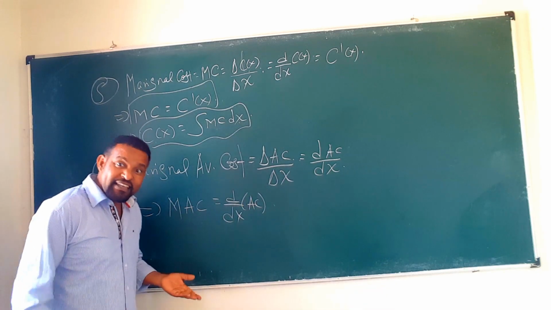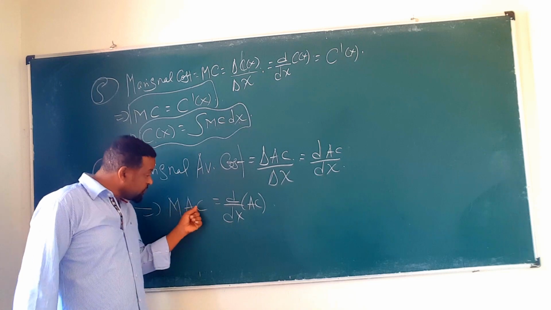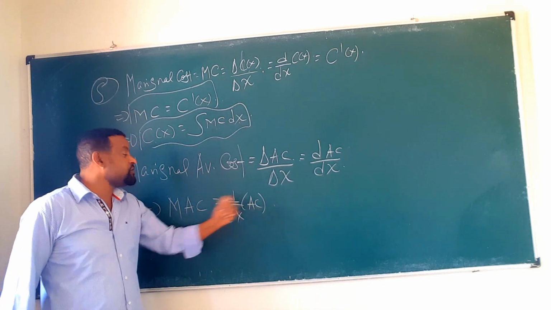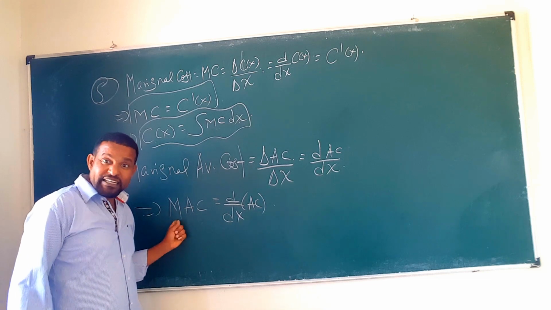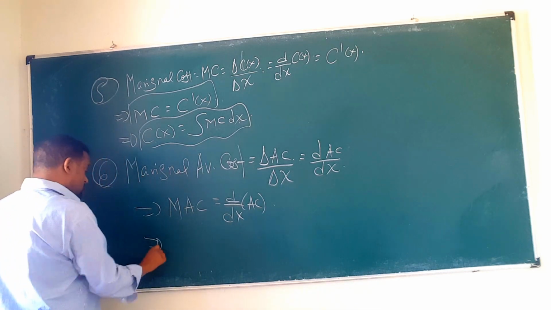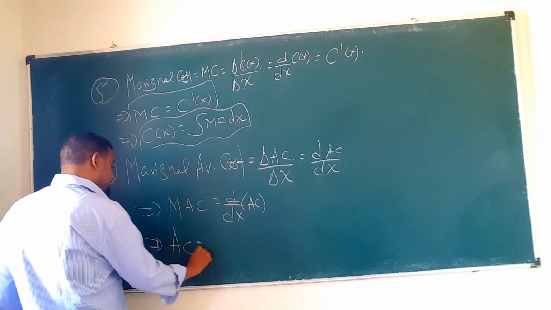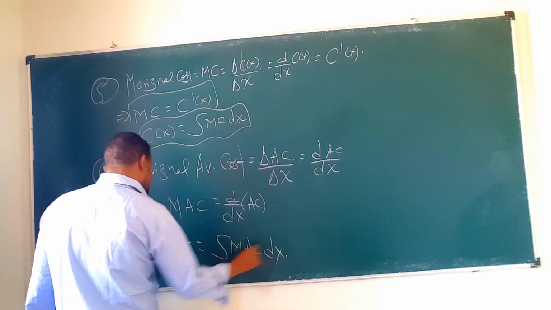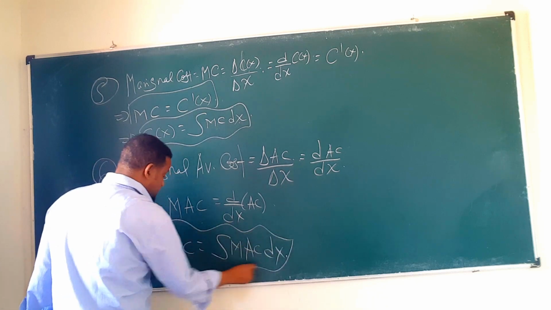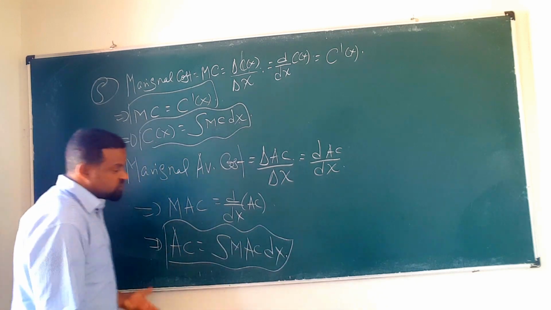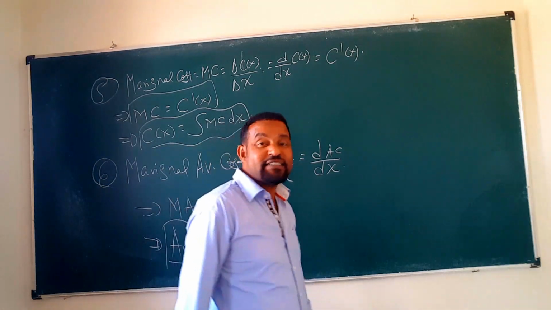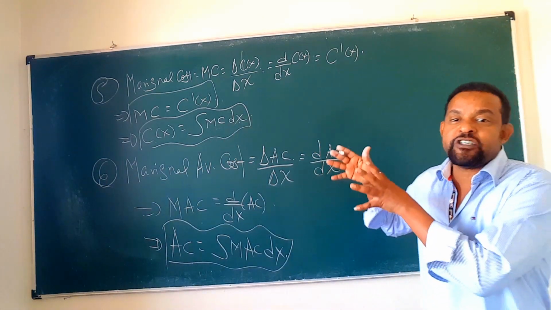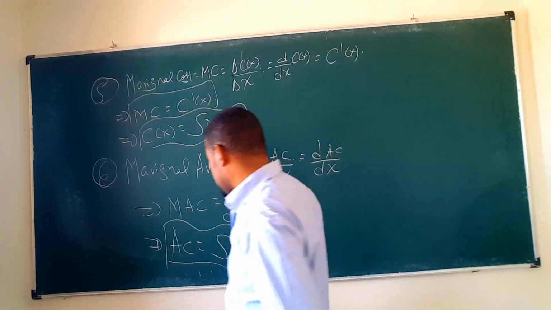In case the marginal average cost is given and the average cost is asked, then to find that average cost, you need just to integrate the marginal average cost. So the average cost will be the integral of the marginal average cost with respect to X. If the marginal average cost is given and the average cost is asked, then you just integrate that marginal average cost with respect to X and you can get the average cost.